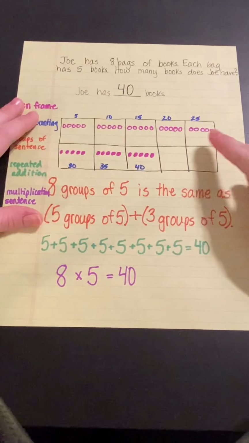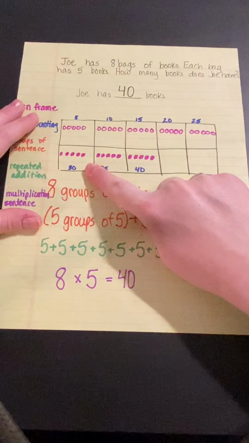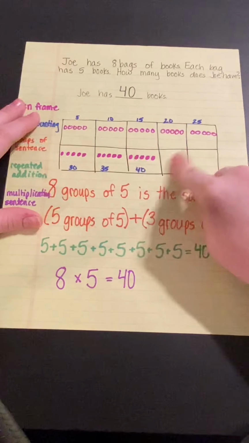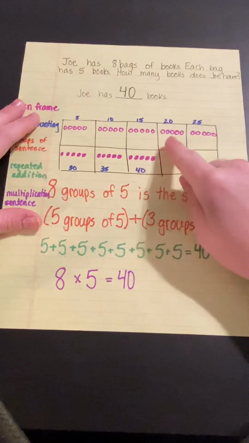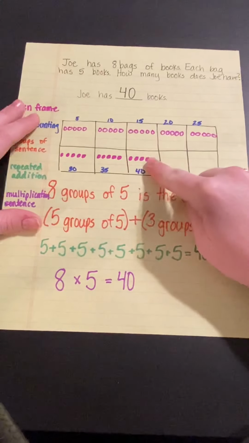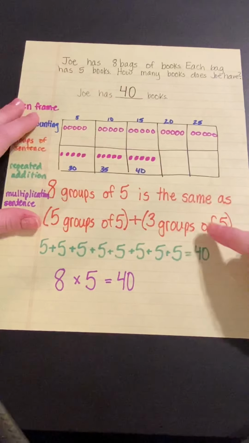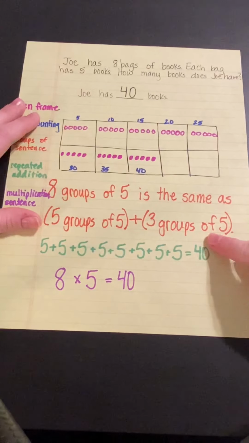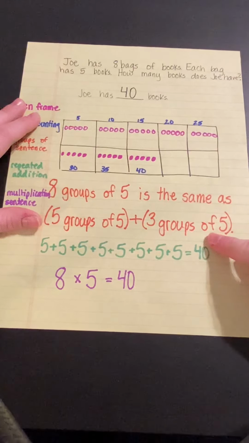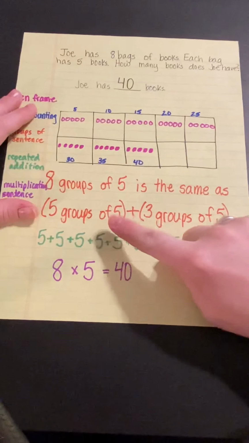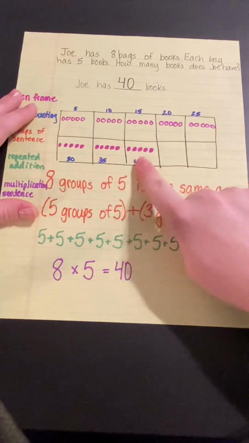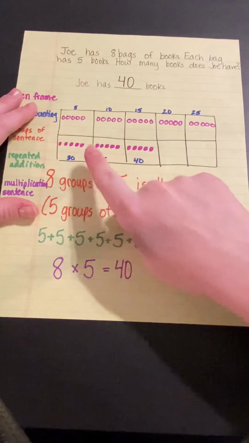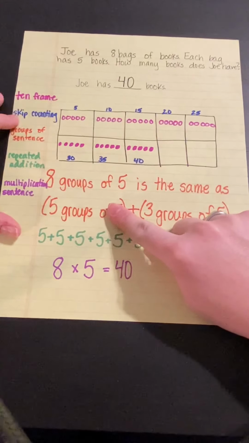top row of my 10 frame, I'm going to switch to using, instead of one color for everything or one type of circle, 2 circle types. So I have my open circles and my closed circles. This way I can use related facts to help me figure out what 8 groups of 5 is equal to. So I figured out that 8 groups of 5 is the same as 5 groups of 5 plus 3 groups of 5. And so that is my groups of sentence.